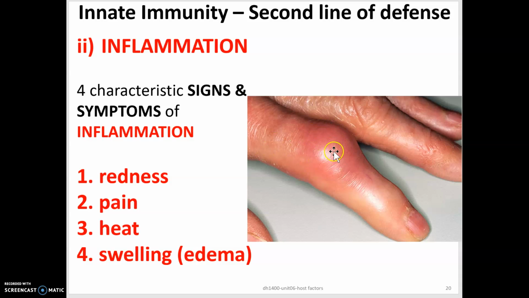The tissue turns quite red. There's a lot of pain associated with it. If you touch it and you feel it, it feels hot, so the temperature is increased there at the site of inflammation. And we get swelling, which is a medical word for swelling is edema. So these are what a typical inflammation response looks like if you could see it on the surface of the body.